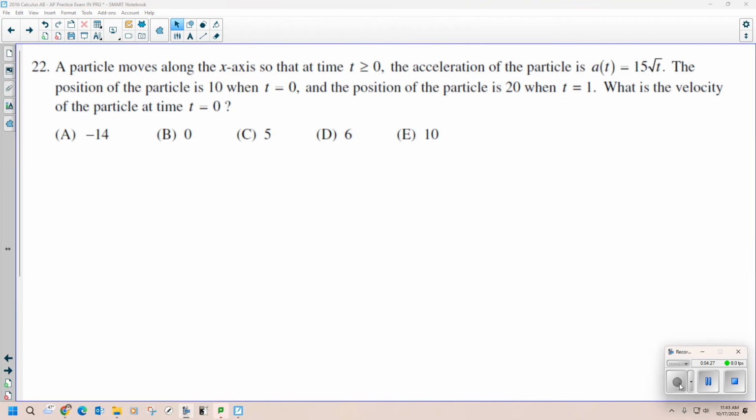22. A particle moves along the x-axis so that at time t greater than or equal to 0, the acceleration of the particle, a of t, is 15 square root of t. The position of the particle is 10 at time 0, and the position of the particle is 20 at time 1. What is the velocity at time 0?